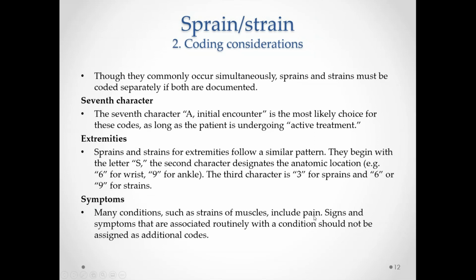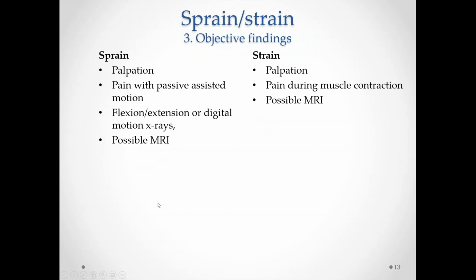Keep in mind also that a lot of conditions like strains of muscles include pain. So it would be incorrect to code for cervicalgia along with a strain of muscles of the neck, because strain of muscles of the neck includes cervicalgia. Since it's routinely associated with it, I don't know anybody who could strain their neck and not have pain, so there's no reason to also code for the pain, okay?